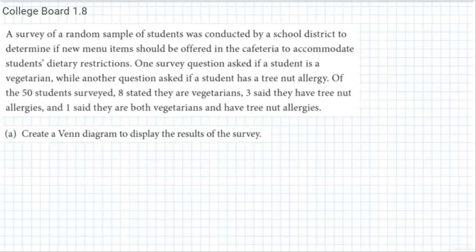And so now we'll look at an example of a situation where we might want to use a Venn diagram to help organize our information. We've given a survey to a series of students. One question asks whether or not the student is a vegetarian, and another asks whether or not the student has a tree nut allergy. We have 50 total students surveyed. 8 stated that they are vegetarians, and 3 stated that they have nut allergies, while 1 represents both.